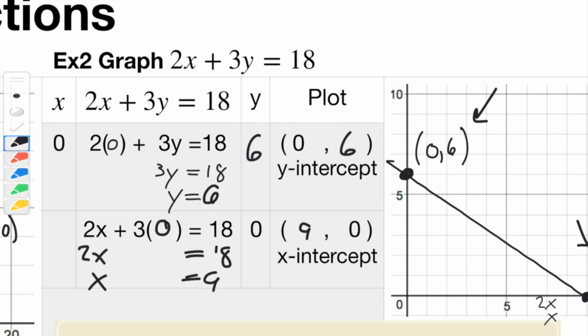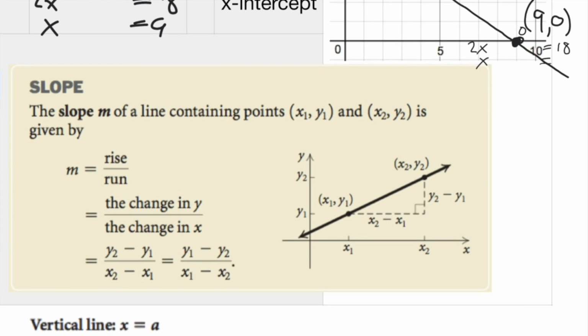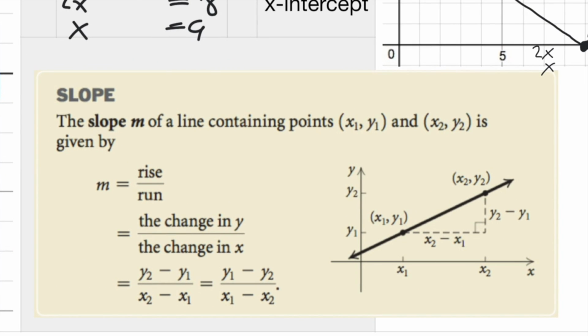Something we need to remember is slope. Here's how it's defined. The formula is right here: y2 minus y1 over x2 minus x1. The way you get it is you can see you've got this length, and you divide the two. This is actually called the rise, and then one formula is rise over run, where it's the change in y and the change in x here. Change in y, change in x.